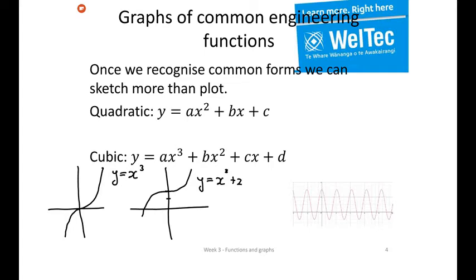Now this one on the right hand side is not a cubic, it's an oscillating one, and later on we'll be able to work out what these ones are. But it's a cos curve, like that. So there are lots of different shaped graphs that we need to be able to recognise.